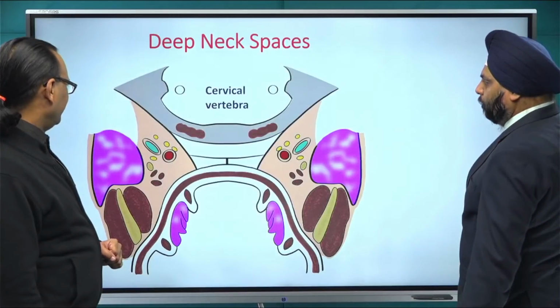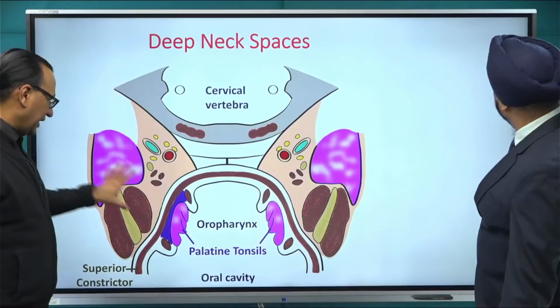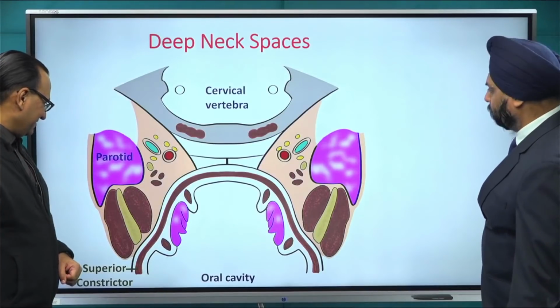So we have seen all this, the vertebra, the peritonsillar space. Same diagram, sir. Same diagram, we have discussed all of this.